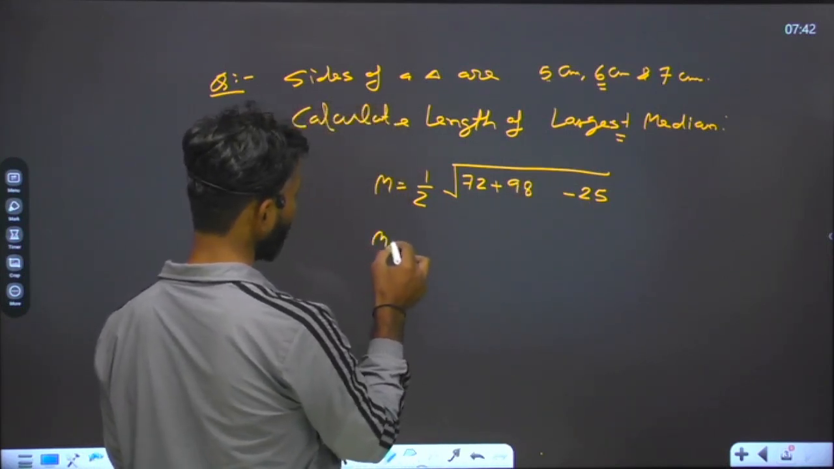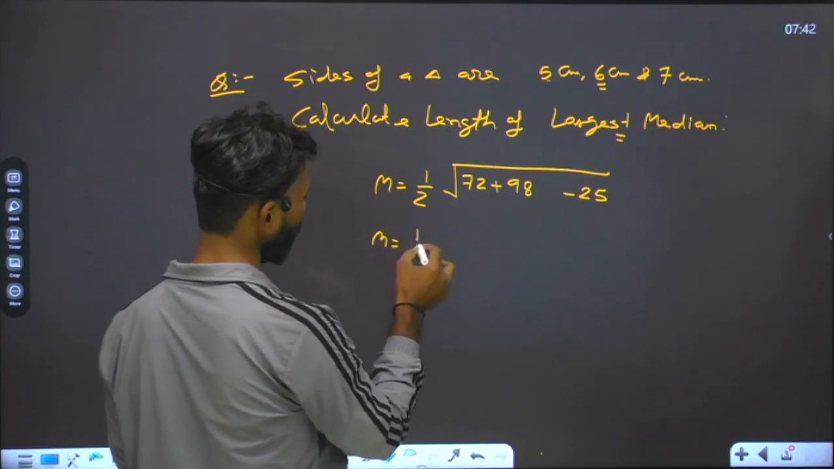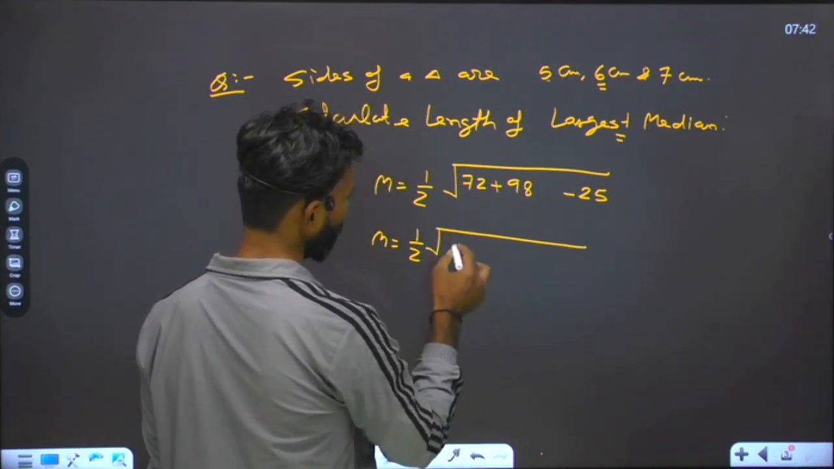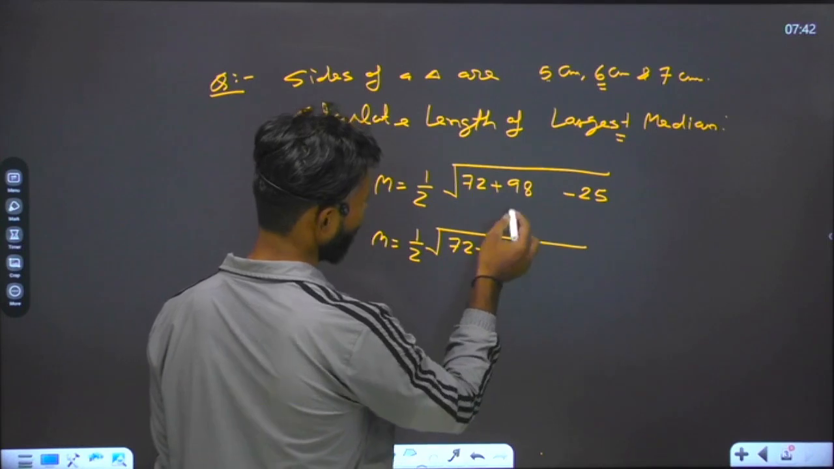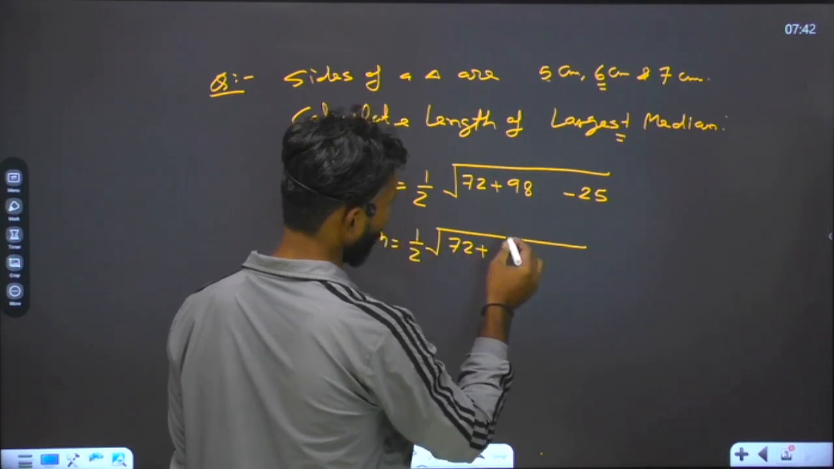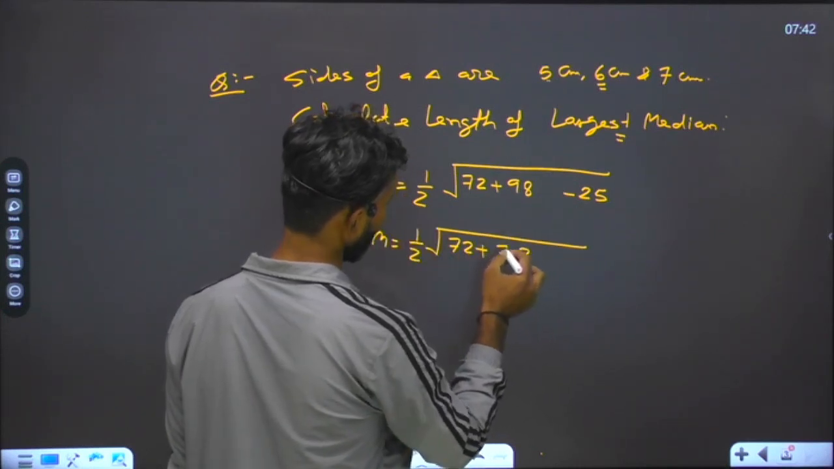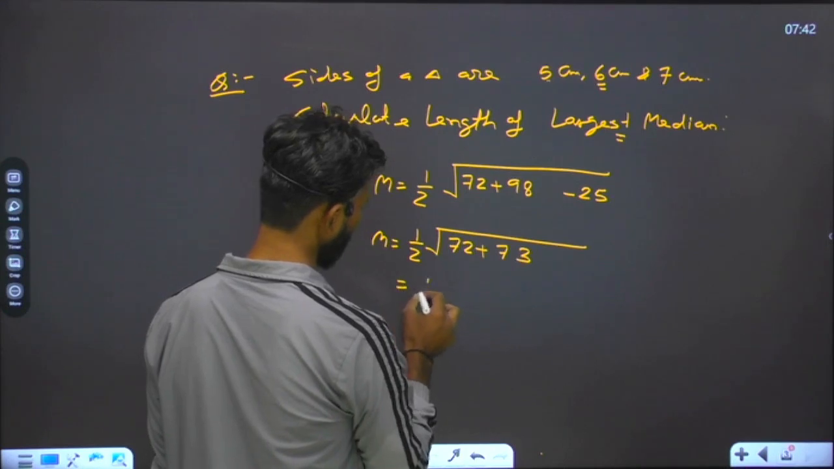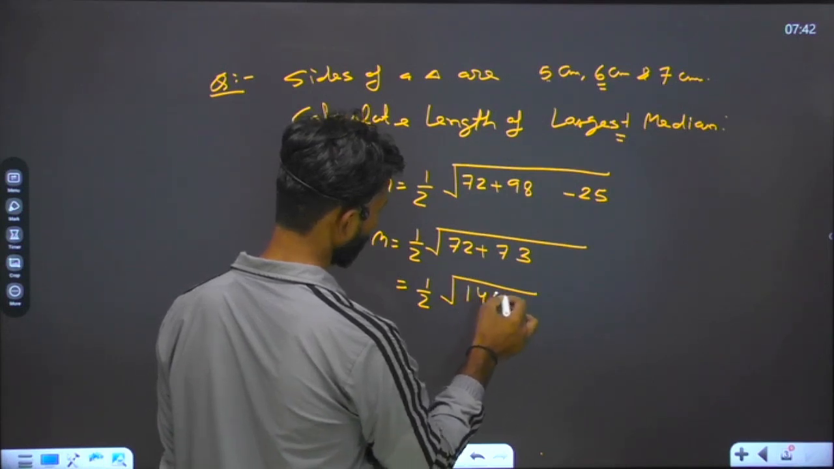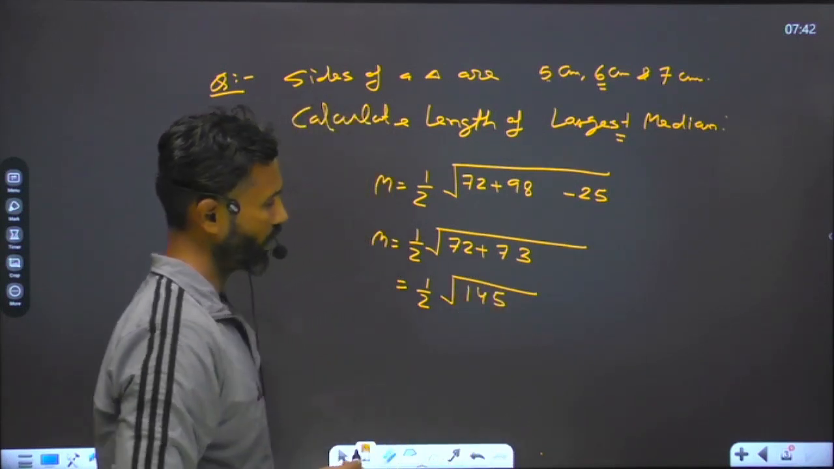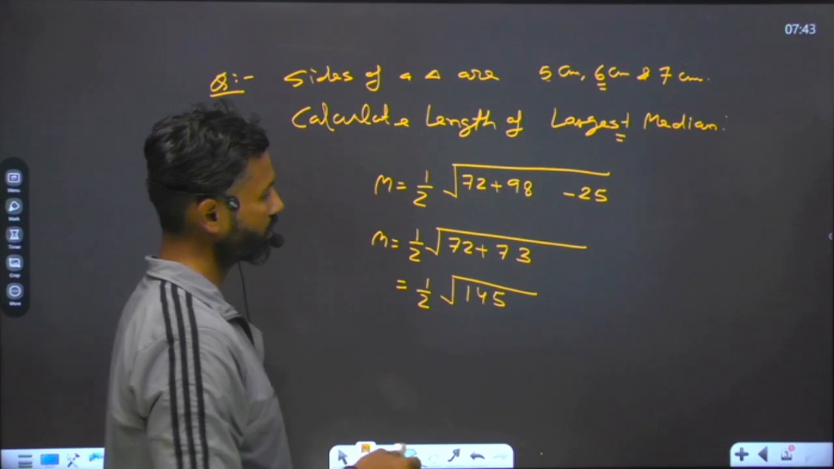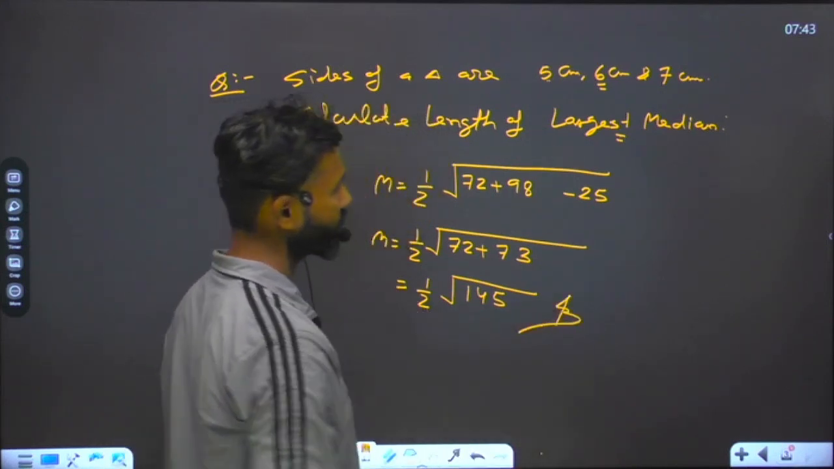So the largest median will be 1 by 2 under root. We are going to subtract this: 72 plus 98 is 170, minus 25 is 145. So it is 1 by 2 under root 145. Understand that? This is the answer. This is the length of the largest median.